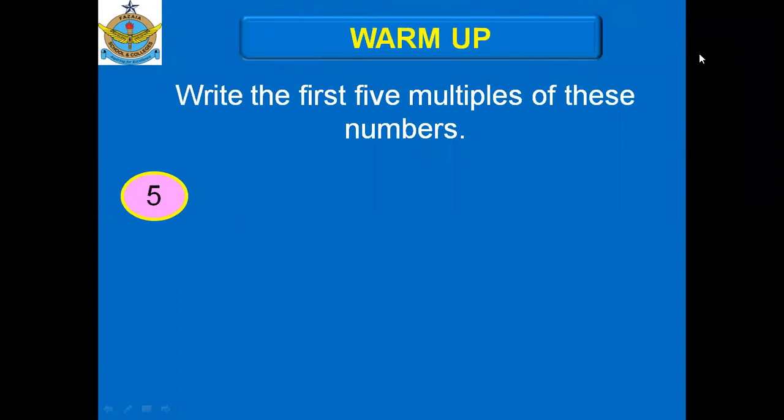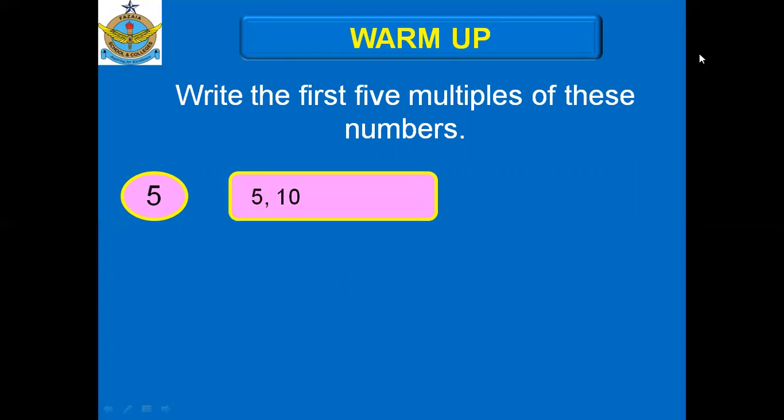Now we just warm up and you write down the first 5 multiples of these numbers. You just write down the answer: 5 ones are 5, 5 twos are 10, 5 threes are 15, 5 fours are 20, 5 fives are 25. No need to write down 5 multiply sign 1 or this. You just write down 5 and then you write down the multiples of 5: 5, 10, 15, 20, 25. Okay, now we move to the next one.